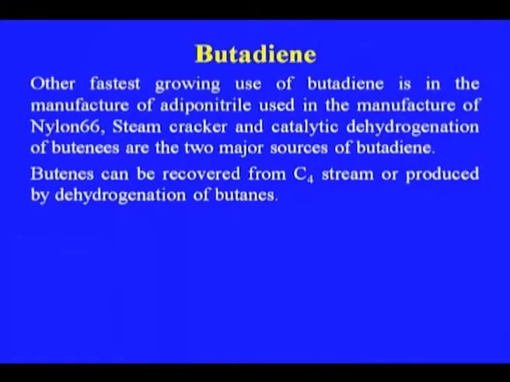So steam cracker and catalytic dehydrogenation of butenes are the two major sources of butadiene. Butenes can be recovered from the C4 or produced by dehydrogenation of butane, because butane is also available in that stream, and that is why even the butenes can be used for making some valuable products.